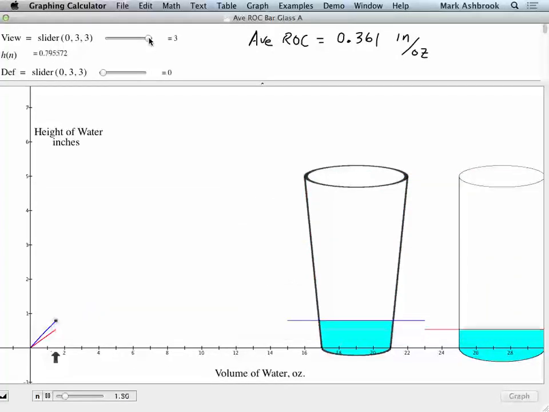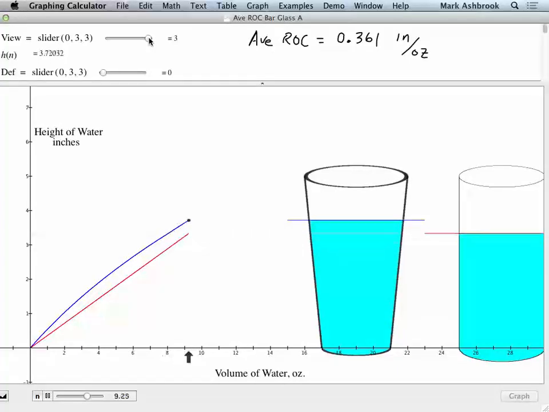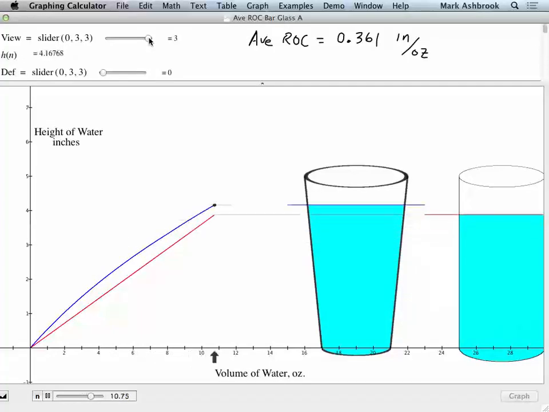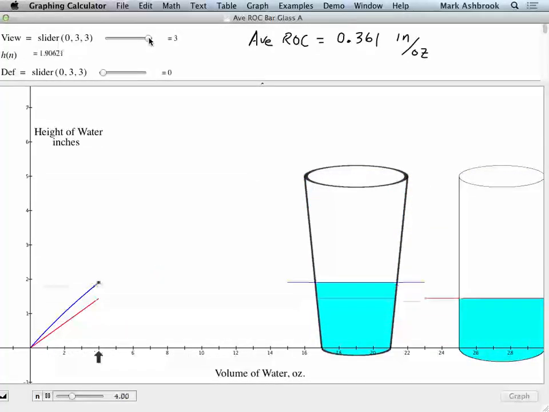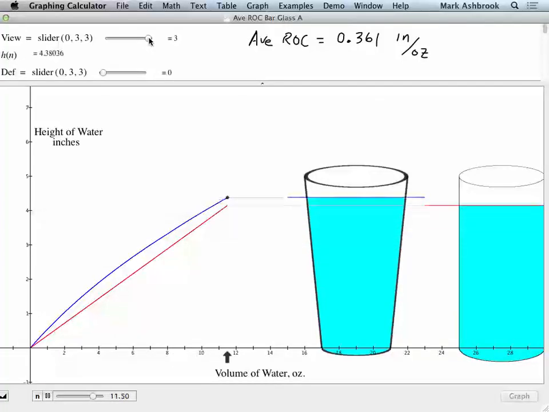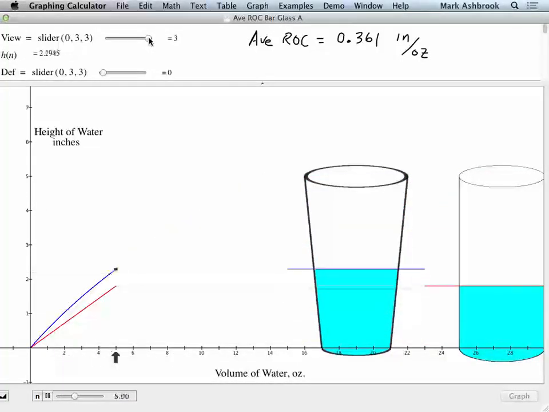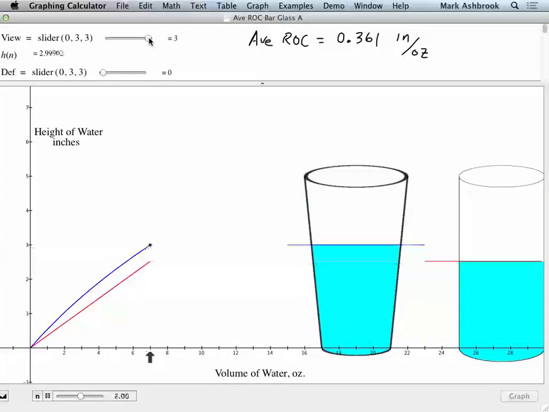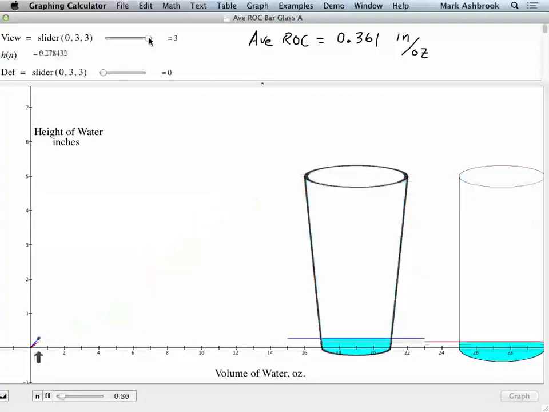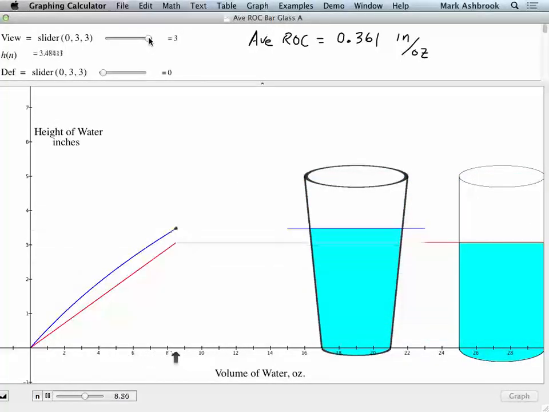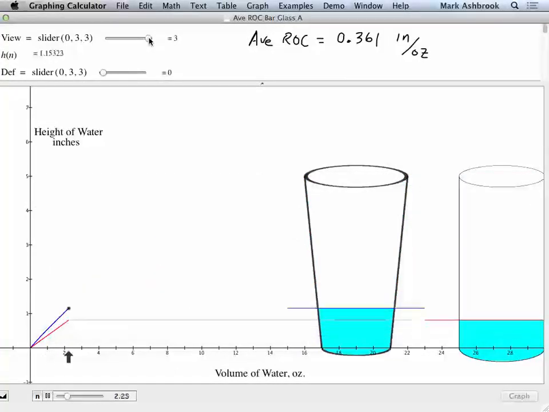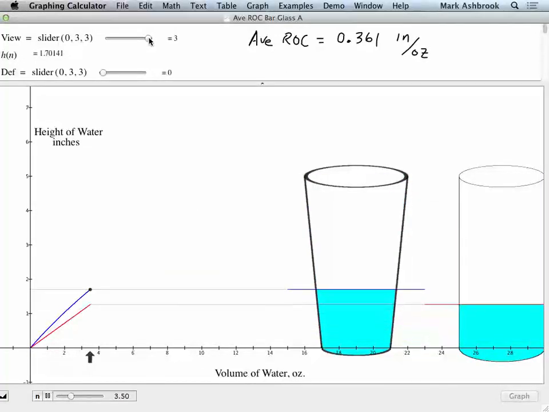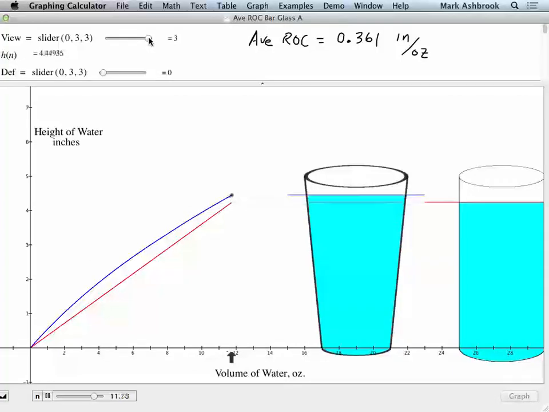What's that? She said you're saying this is showing the average of this one. Is that what you're saying? She's saying this shows the average rate of change of this glass. Does that agree with that? That's right. Because the average rate of change would be what? The constant rate that would result in the same height for the same amount of water, right? So it's the constant rate of change, in this case, that would result in the same height of water for the same amount of water. That's the average rate of change of the first glass.